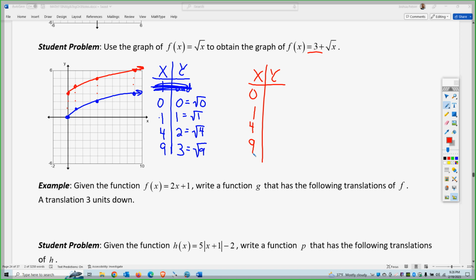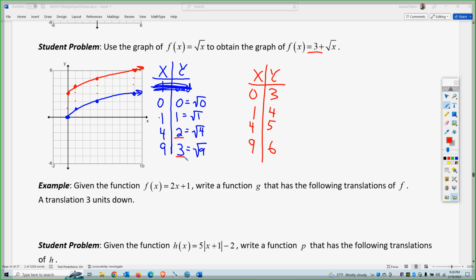Okay, so if I just add 3 to those, I get 3, I get 4, I get 6, and I get 7 essentially. Wait a minute. That's 5. I'm sorry. This 2 plus 3 is 5. This one's 6. I didn't add. I'm looking at the wrong numbers. I apologize. Right, because I have to add to that.